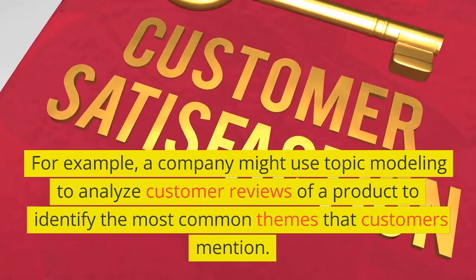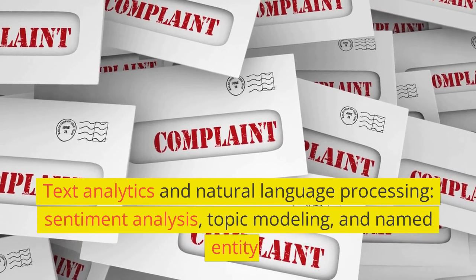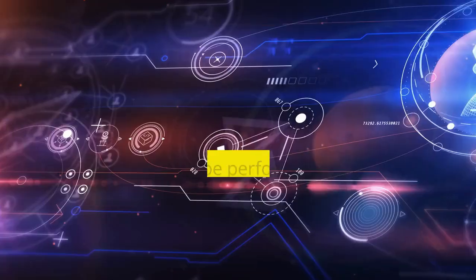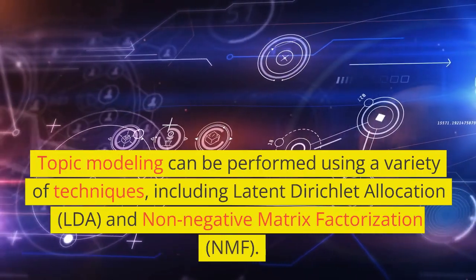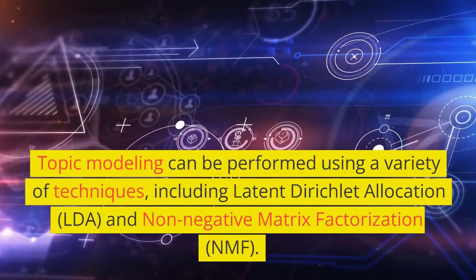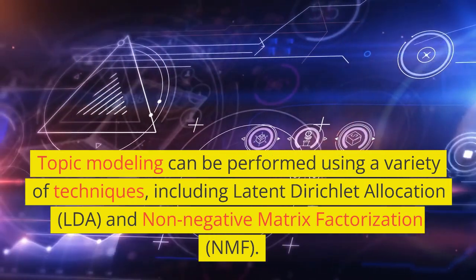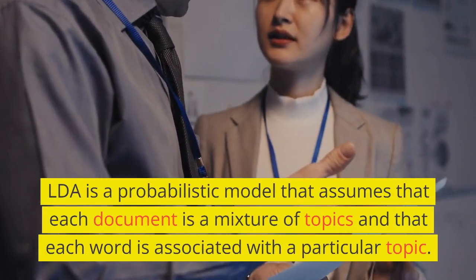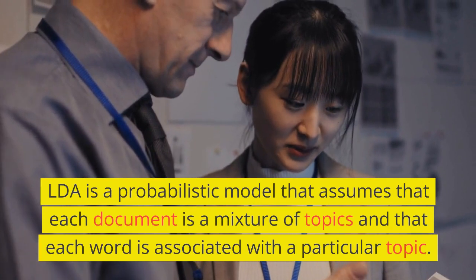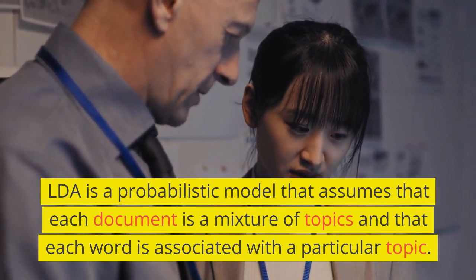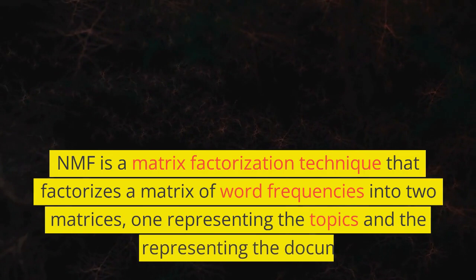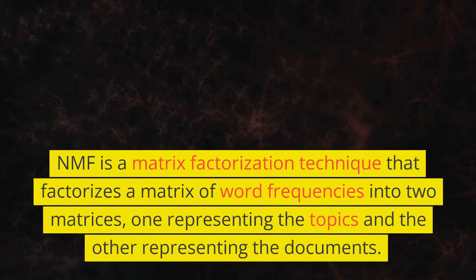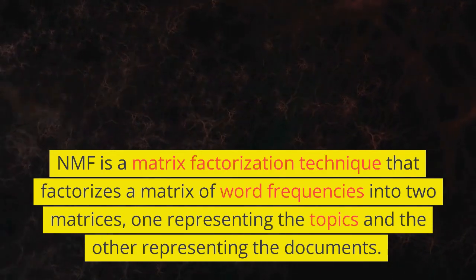For example, a company might use topic modeling to analyze customer reviews of a product to identify the most common themes that customers mention. Topic modeling can be performed using a variety of techniques, including latent Dirichlet allocation, LDA, and non-negative matrix factorization, NMF. LDA is a probabilistic model that assumes that each document is a mixture of topics and that each word is associated with a particular topic. NMF is a matrix factorization technique that factorizes a matrix of word frequencies into two matrices, one representing the topics and the other representing the documents.